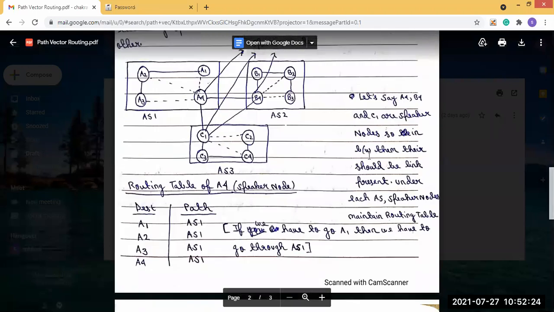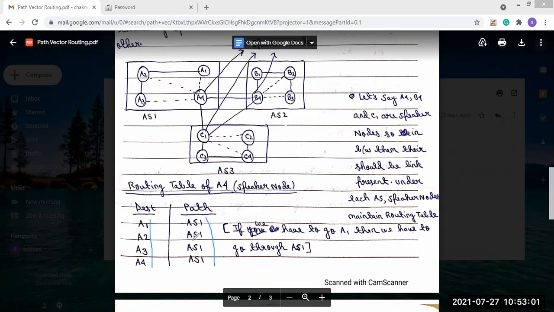As an example, let's take the routing table of the speaker node A4. In the routing table, there will be two fields: destination and path. In the destination, we first write all of the nodes here, A1, A2, A3, and A4. And in the path, what do we write? These nodes are present in which autonomous system? We have to write that as the path.